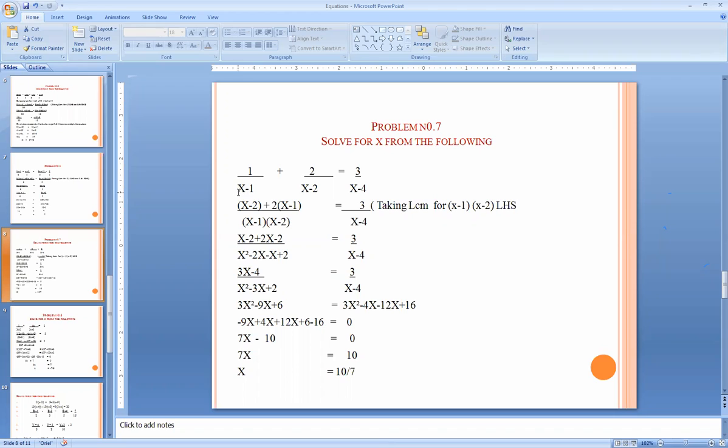Are you followed this one? Just multiply it oppositely, so you won't get confused. Otherwise, you should cancel this one. x minus 1 gets cancelled, which means the remaining will be x minus 2.